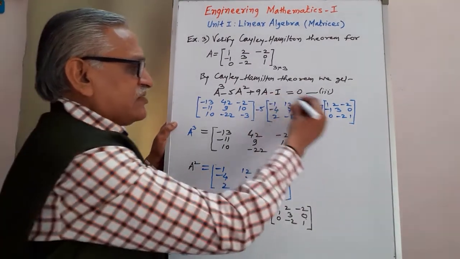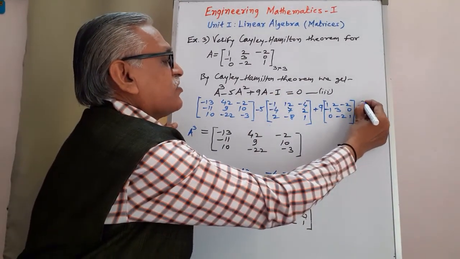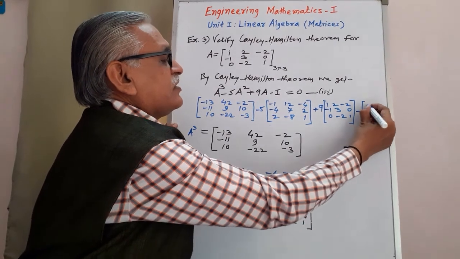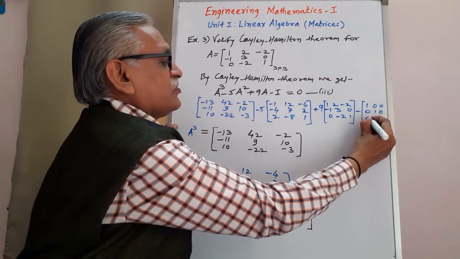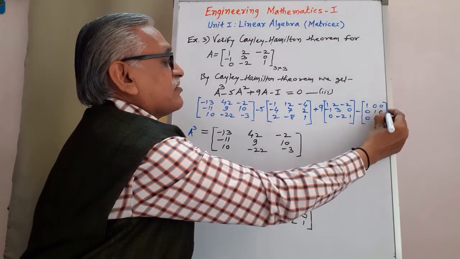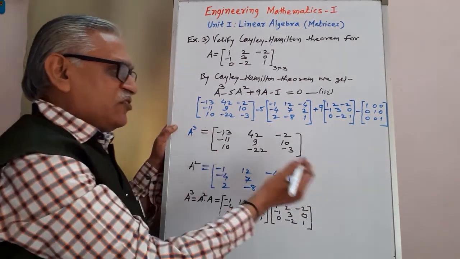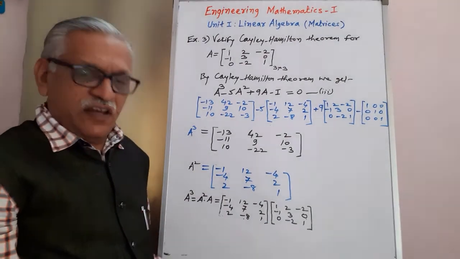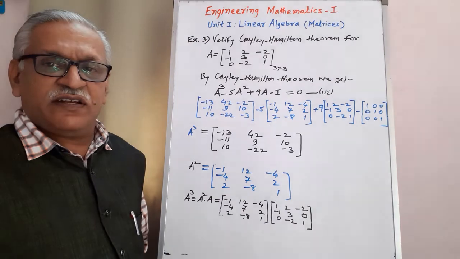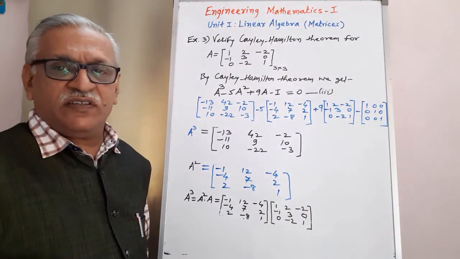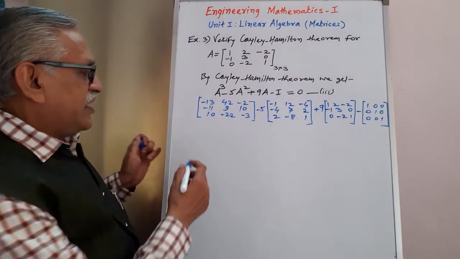And minus I, identity matrix of order 3, elements are 1, 0, 0, 0, 1, 0, 0, 0, 1. And try to show that the sum of all this is zero matrix or null matrix. And if we get that sum as zero matrix, then that theorem is verified. Otherwise, theorem is not.